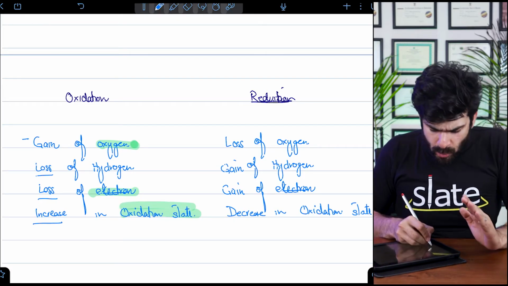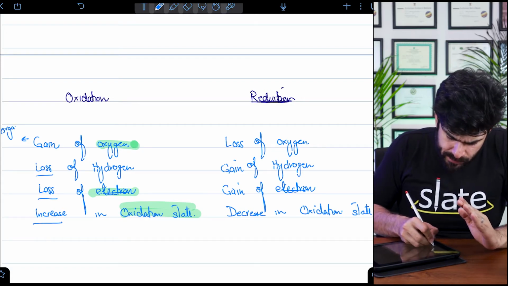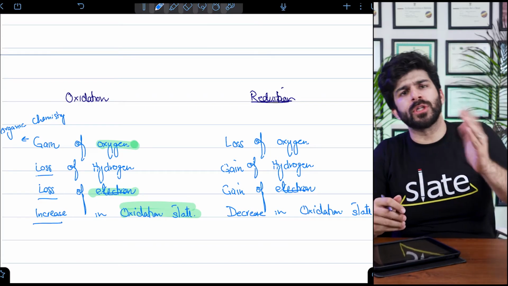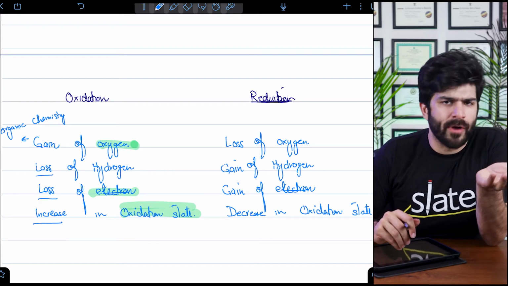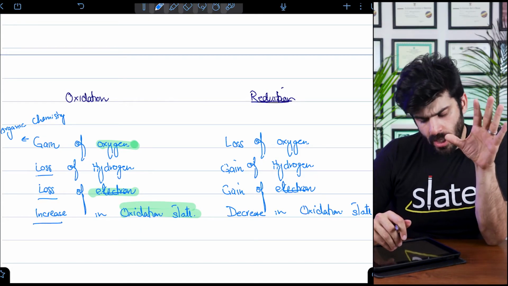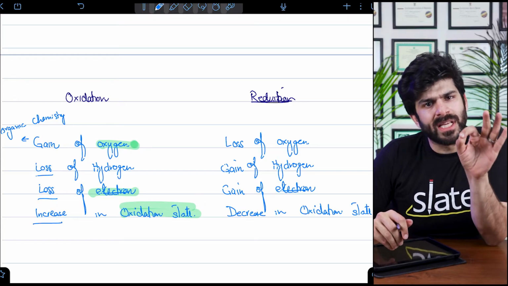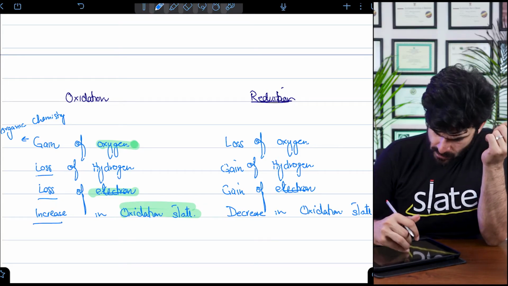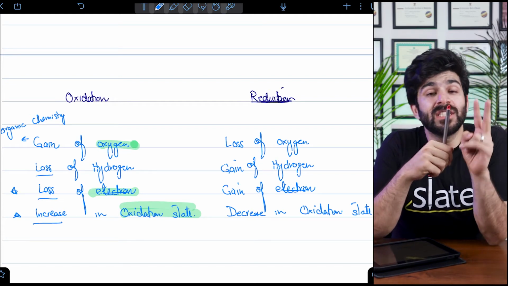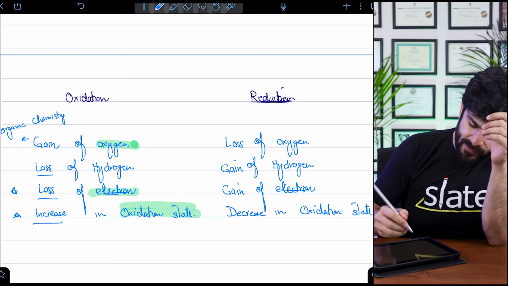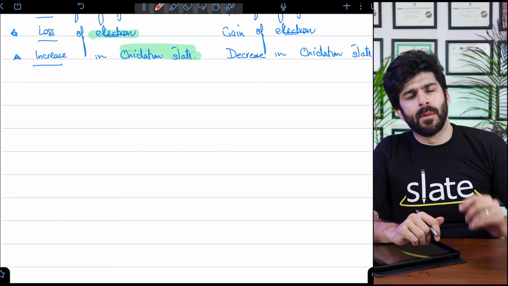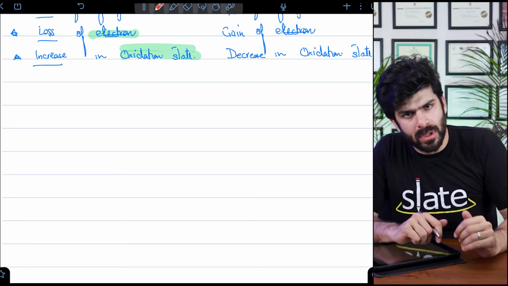The oxygen part is mostly related to the organic chemistry. In A levels, we will talk about hydrogen and oxygen both in organic chemistry, where reduction is the gain of hydrogen, oxidation is the gain of oxygen. In O levels, we'll only be stuck with the gain of oxygen or loss of oxygen. But electron and oxidation states, these two are the more important ones when we have to describe what is oxidation, what is reduction. Before that, we jump towards an example.